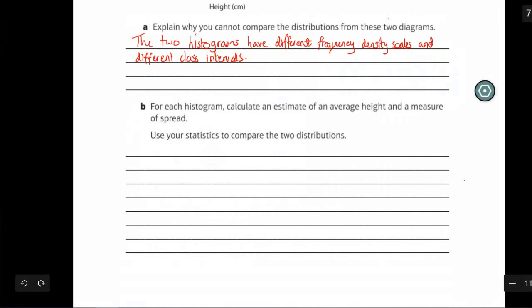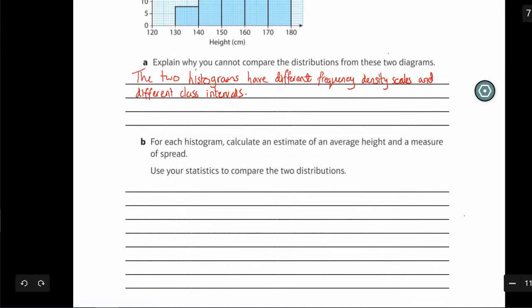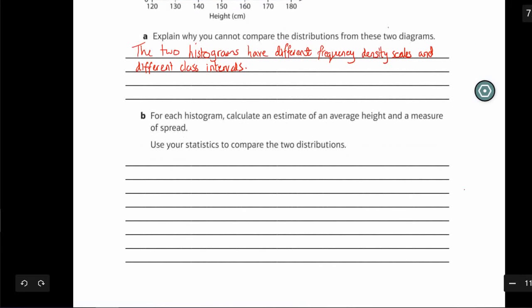There's no doubt about it, question B is just a really tricky question, so it's no wonder a lot of you struggled on this one. It says, for each histogram, calculate an estimate of the average height and measure of spread.